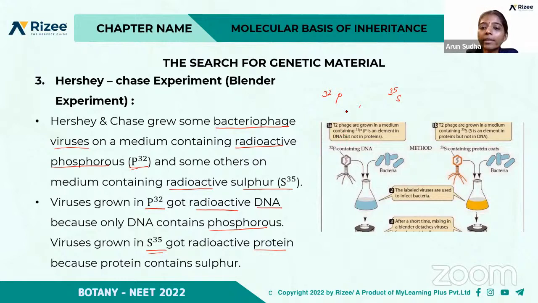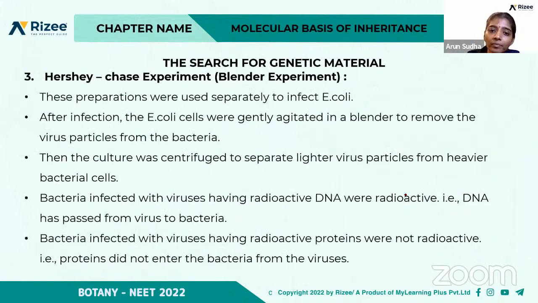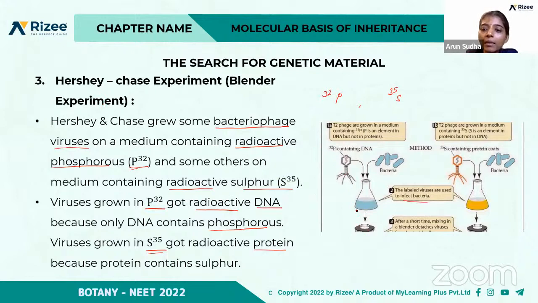Now they grew these viruses, and then the labeled viruses are used to infect bacteria. So what is the next step? These are the preparations: they made the virus grow with P32, and they also made the virus grow with S35.